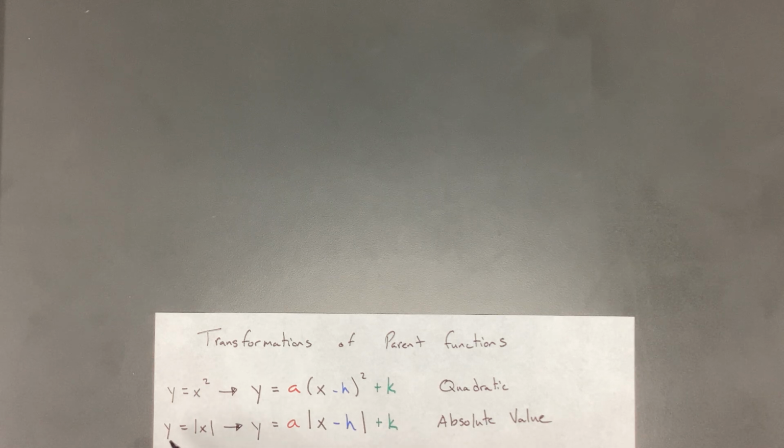The other one we're going to look at is absolute value, where again, notice the a, h, and k essentially show up in the same spot, where h is inside the operation that defines the parent function, and the k is on the outside as well as a is on the outside. And what you're going to notice is what's inside is going to affect the horizontal aspect, and what's outside is going to affect the vertical aspect.